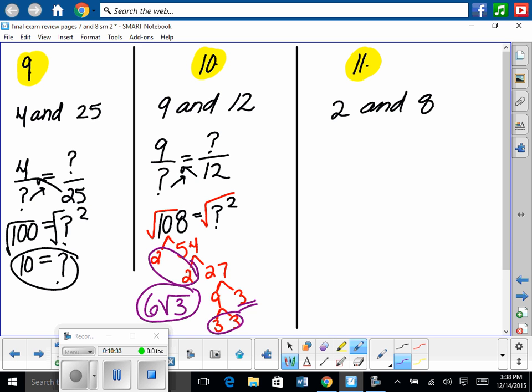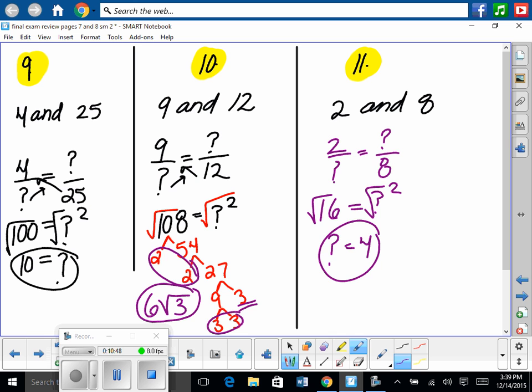So on number 11, same thing. We have 2 over question mark is equal to question mark over 8. We cross multiply. We get 16 is equal to question mark squared. Then we square root both sides. So we have question mark equal to 4. And we've got that down.